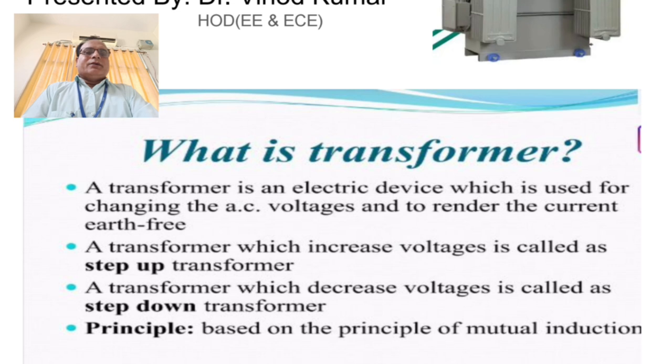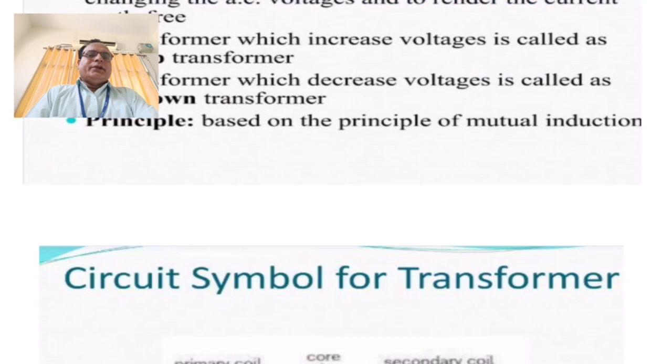The second type is the step down transformer. This is the transformer which decreases the voltage at the output side. The voltage is also less on the output side as compared to the input. The voltage depends on the number of turns. So we can say in a step down transformer the number of turns in the secondary winding is less than the primary winding. This is called a step down transformer. It is based on the principle of mutual inductance.